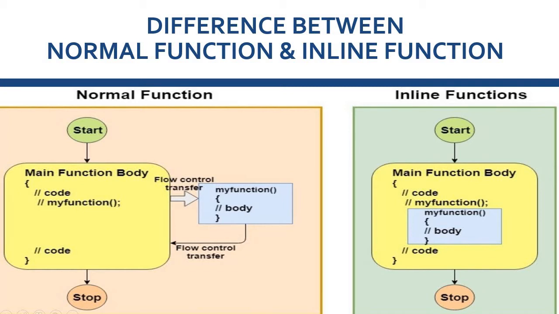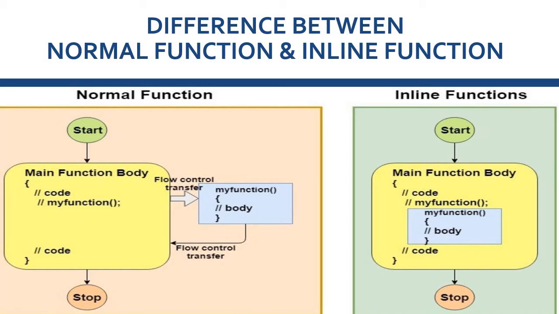On seeing this statement for a normal function, the control will transfer to the particular block, that is my function. Then all the statements will be executed. After that, the flow control will transfer back to the main function body. This is what happens in a normal function.